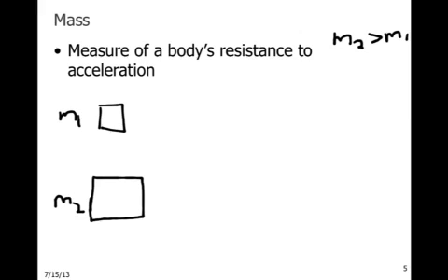What we mean by that is it's more difficult to accelerate the second object than the first one, because it has a higher mass. So the more appropriate way of thinking about mass is a measure of a body's resistance to acceleration. So when you have higher mass, you have more resistance to acceleration.